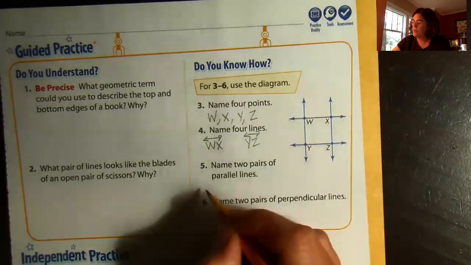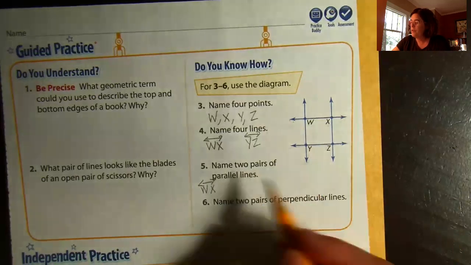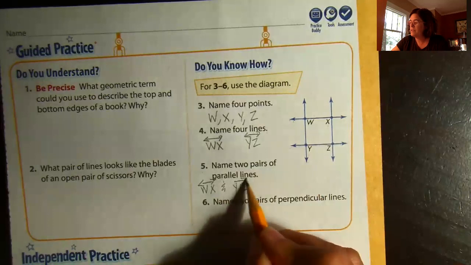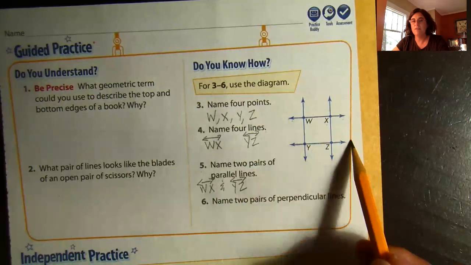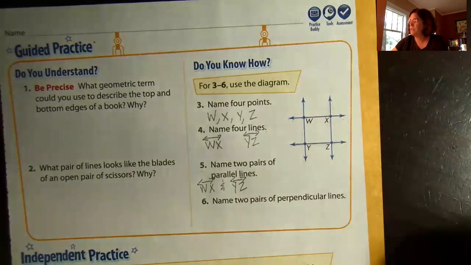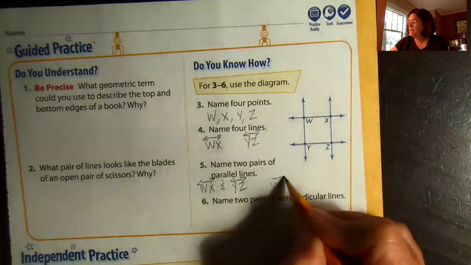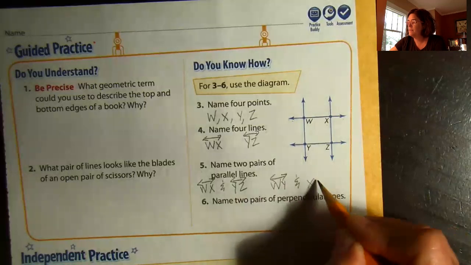So I'm going to go W and X with the line symbol and Y, Z with the line symbol. So that's these 2 lines that run parallel. Now let's name these 2 lines that run parallel and never intersect. We have WY and XZ.